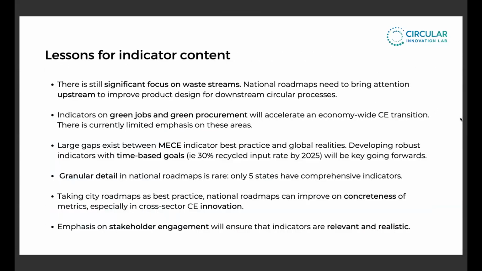So what are the lessons for indicators content? From these trends and insights, we can extract some lessons for policymakers on the content of indicators. Firstly, policymakers should redirect metric focus to include upstream circular practices alongside downstream based metrics. Indicators on green jobs and green procurement add value to metrics, allowing governments to target balanced circular economy development, engaging all levels of society and not just industry.